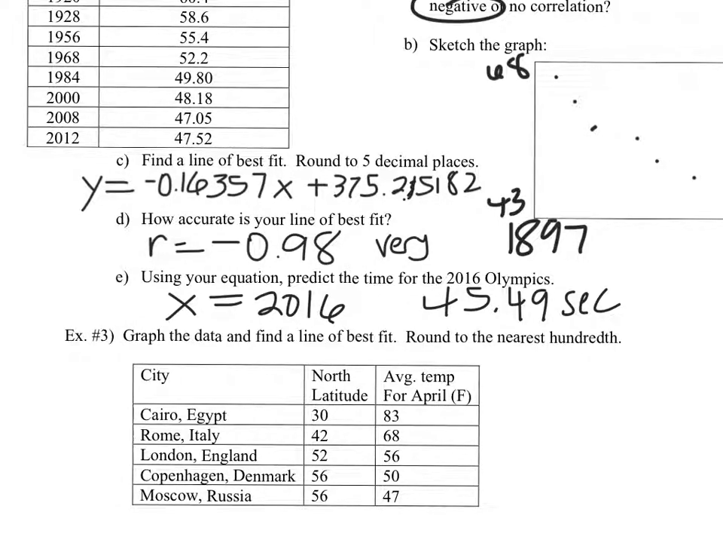Hit zoom 9. Zoom 9 will give you zoom stat. Did that work? No? Are your plots turned on? Go to y equals and check to see if your plots are turned on. All right, now, anybody's calculator not working right?